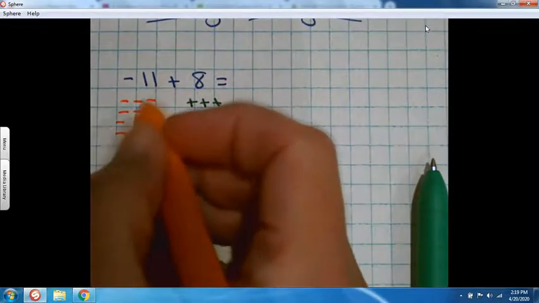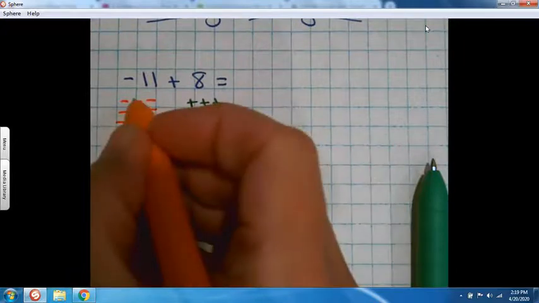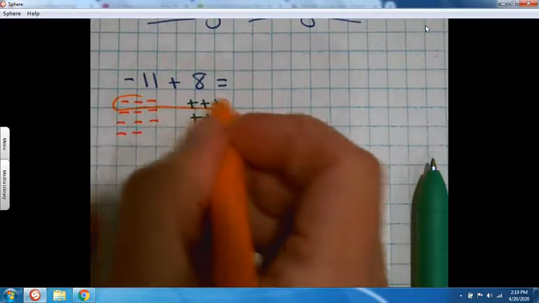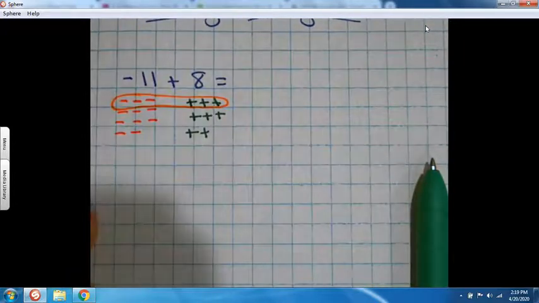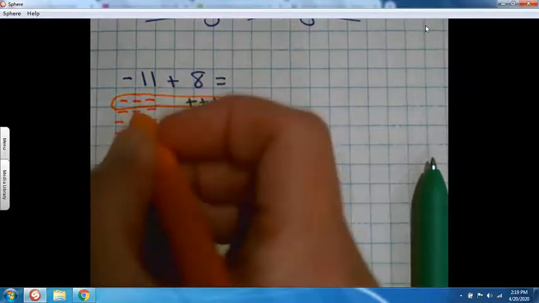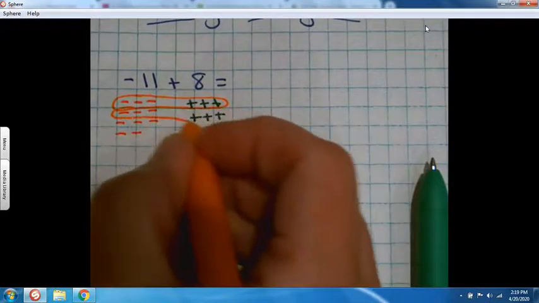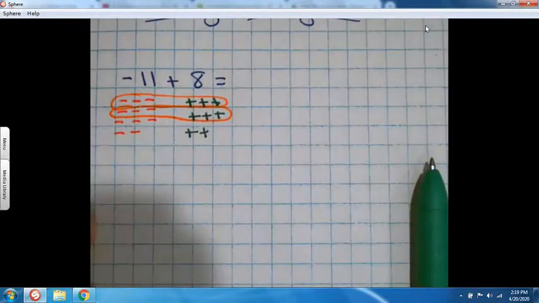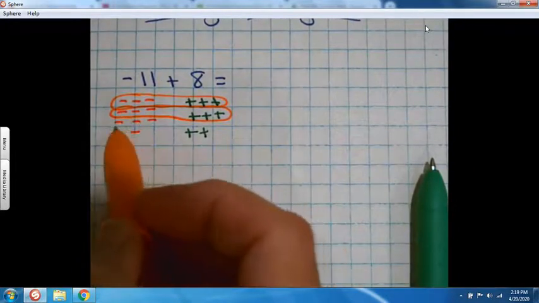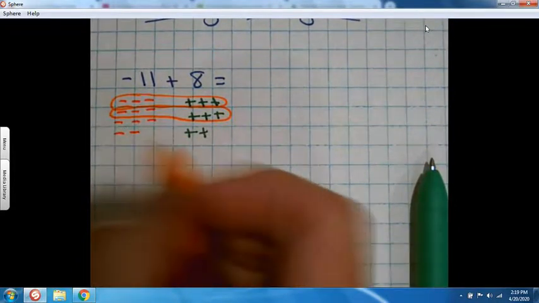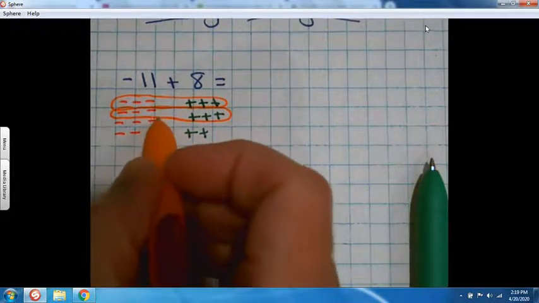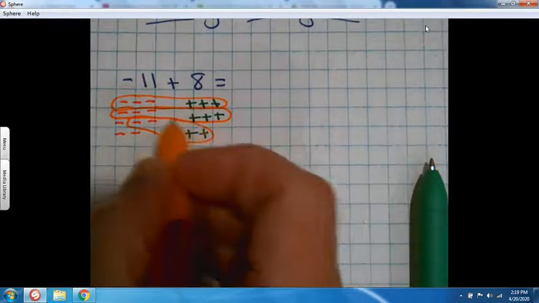So I have 3 negatives here and 3 positives here. So I'm going to circle those. Those match. Then I've got 3 negatives here and 3 positives here. So those I'm going to circle because they match. Then I've got 2 positives here and 2 negatives here. So I'm going to circle that.